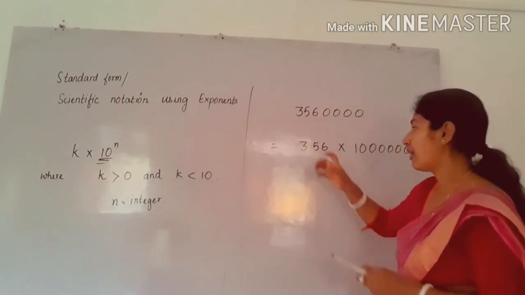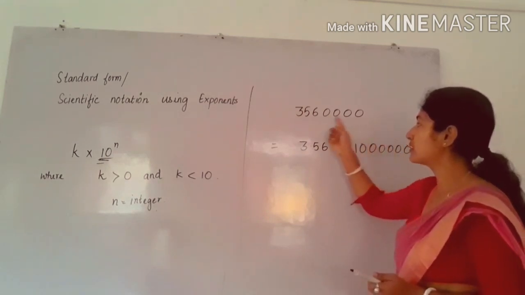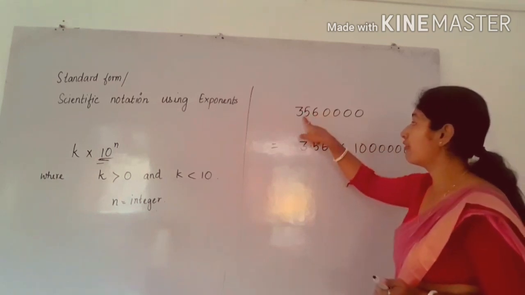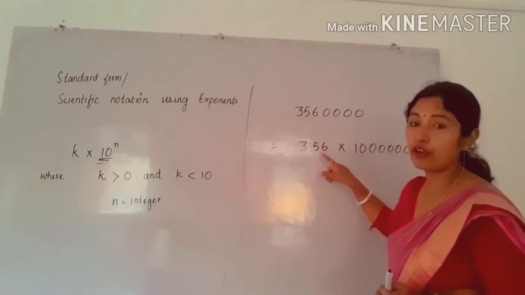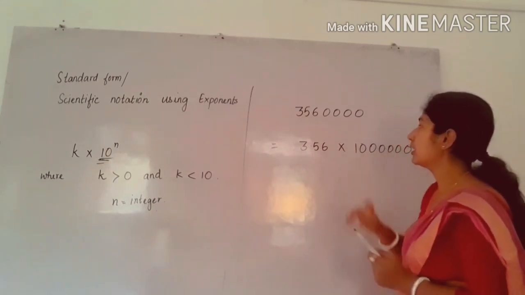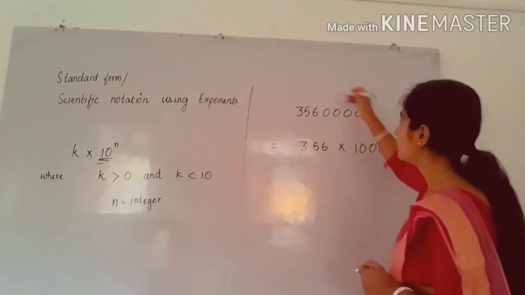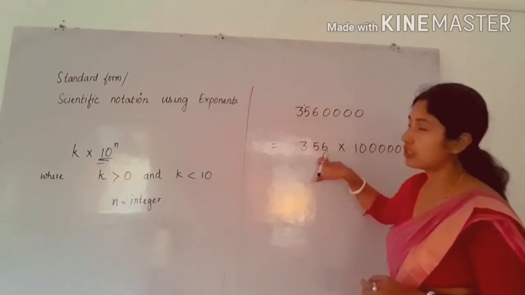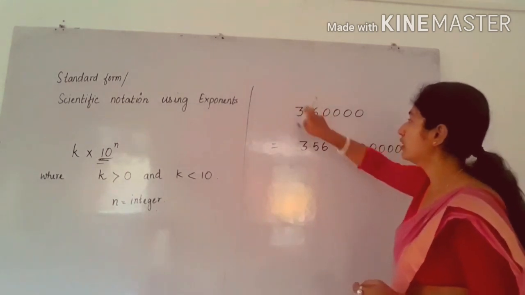While balancing, you have to count how many digits there are after the decimal point, and put as many zeros after 1. So here we have to check this number. Now we will go to this place, because here we are writing 3.56, so we have to go between 3 and 5. So from where do you have to start?